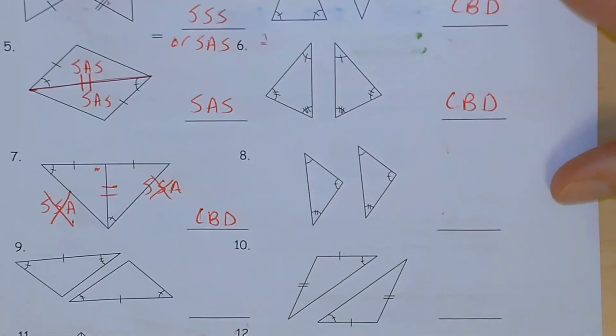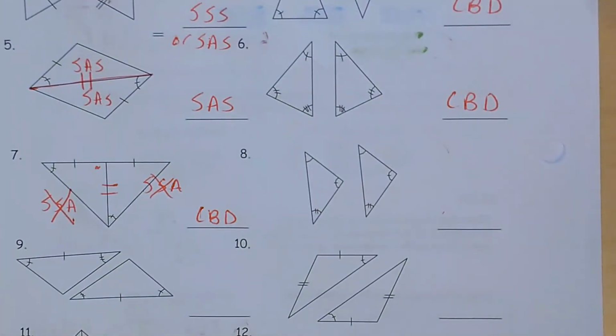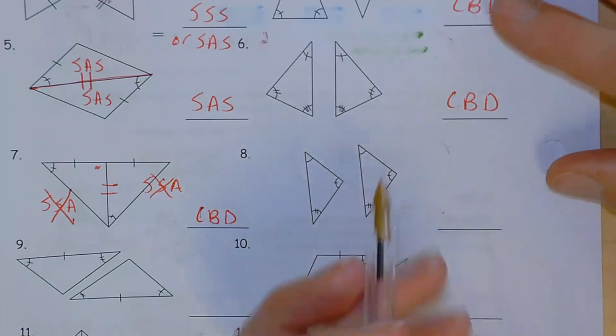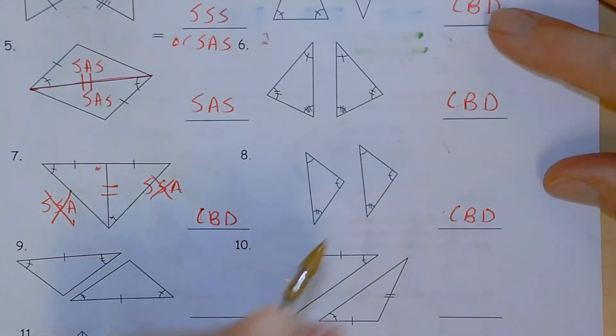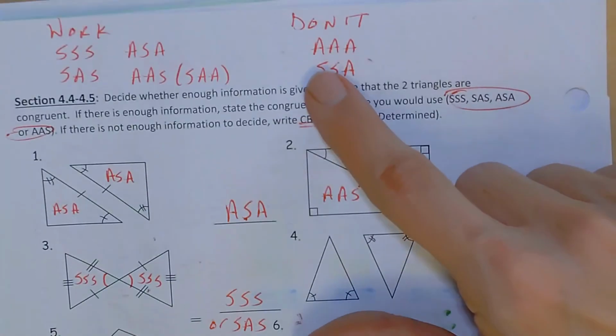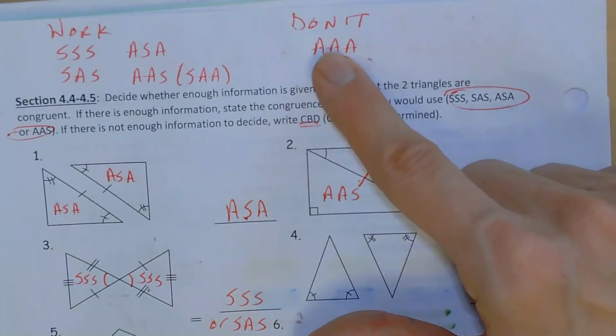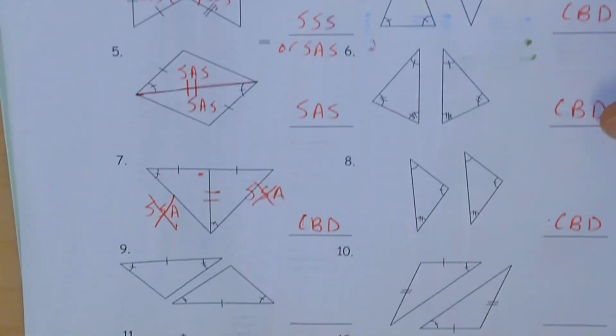All right, number 8. We have 3 angles. Is there anything else we can mark? No, there's nothing else we can mark in the picture. So this is a CBD, and the reason it's a CBD is we know that AAA doesn't count as a shortcut. It's not going to work.